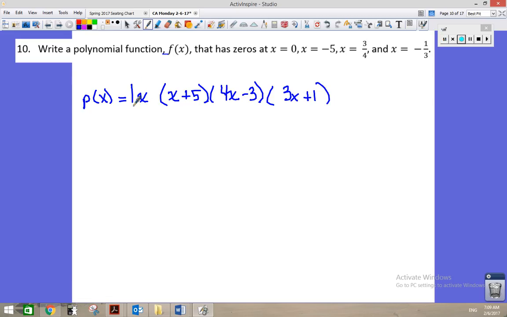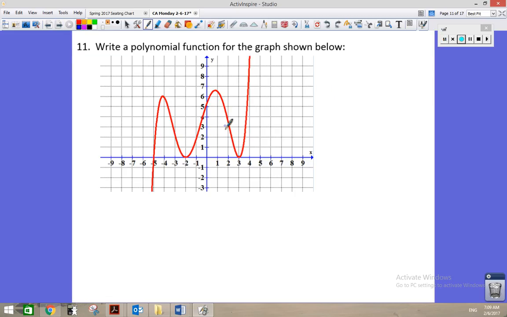They don't give me any other information, enough to determine what the degree is, what the end behavior is, or what the leading coefficient is. So I'm just going to choose 1 as the leading coefficient. Now here they want me to write the equation. I'll use the y-intercept to determine the leading coefficient in just a second.